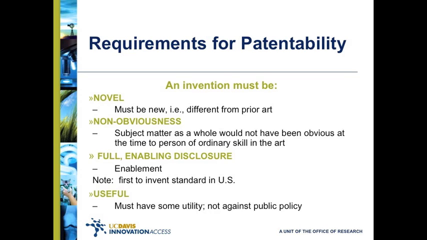It also must provide full enabling disclosure, that is, enablement. It is not permitted to leave out details that would be required to actually practice the invention. And in the United States, the disclosure must include the very best way of practicing the invention. In other words, trade secrets, certain elements that would actually make the invention better that are known to the inventor at the time of filing must be provided in the patent application. And finally, an invention to be patentable must be useful, and it must not be against public policy, such as a way to harm the public.